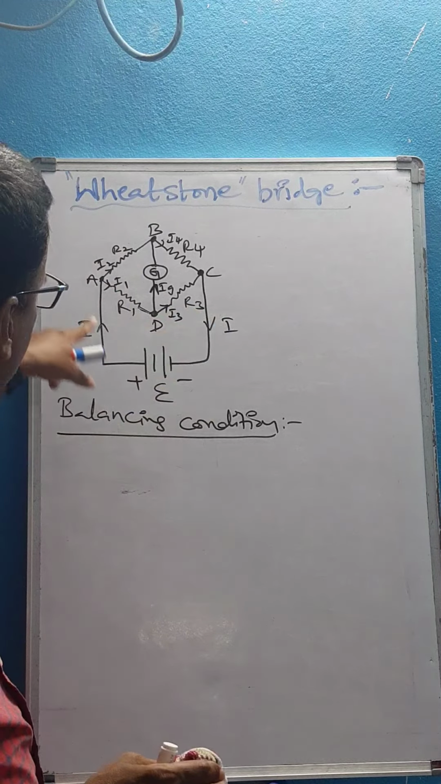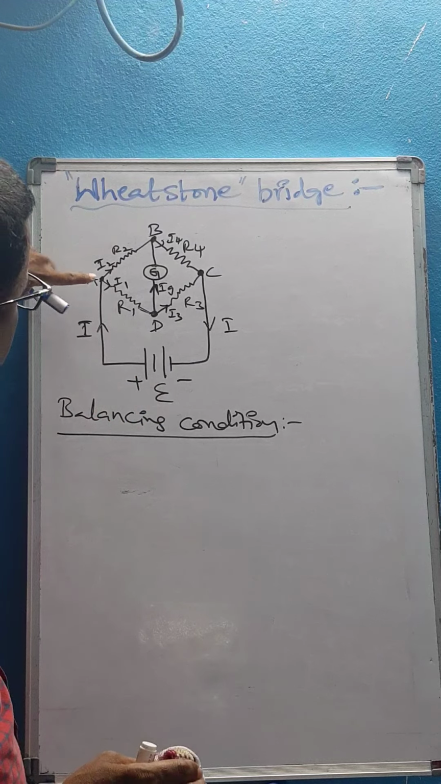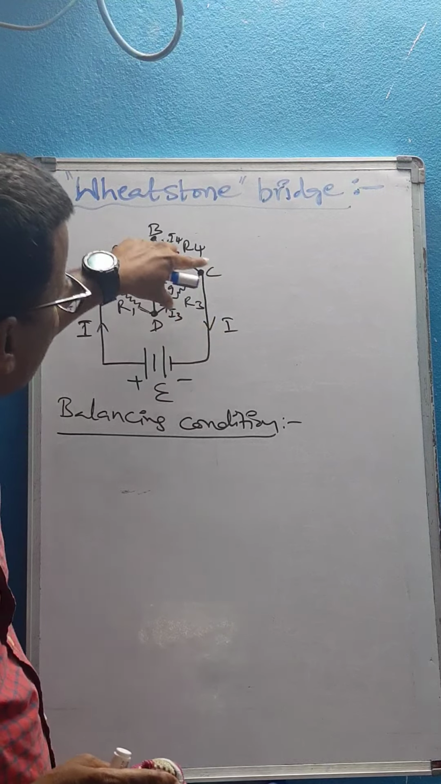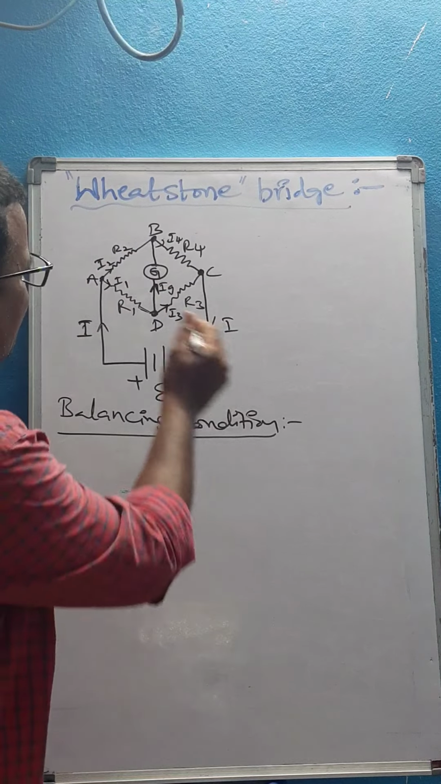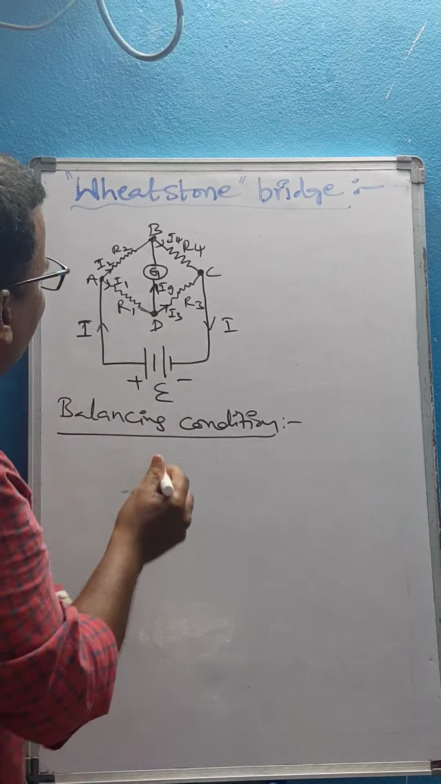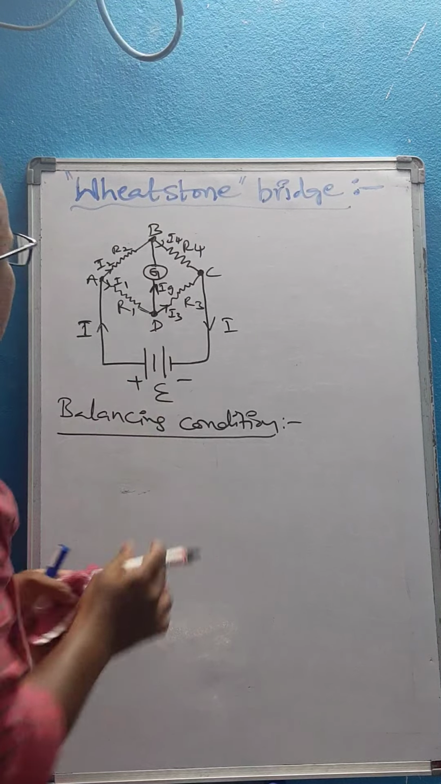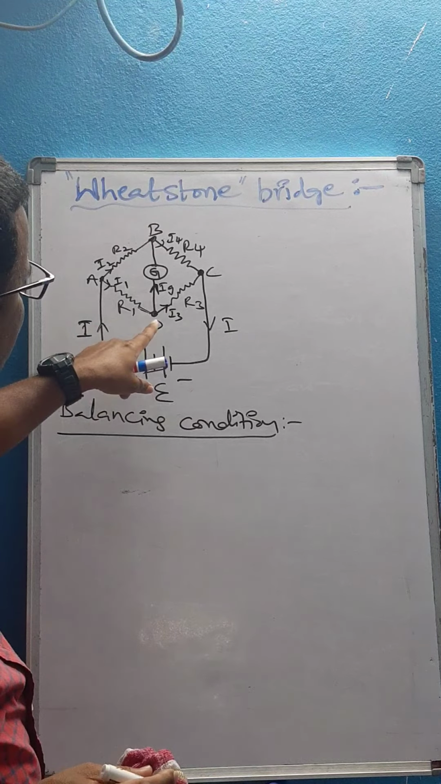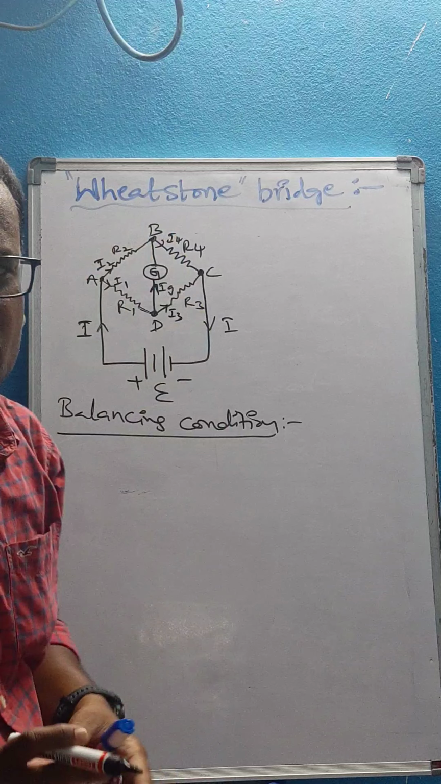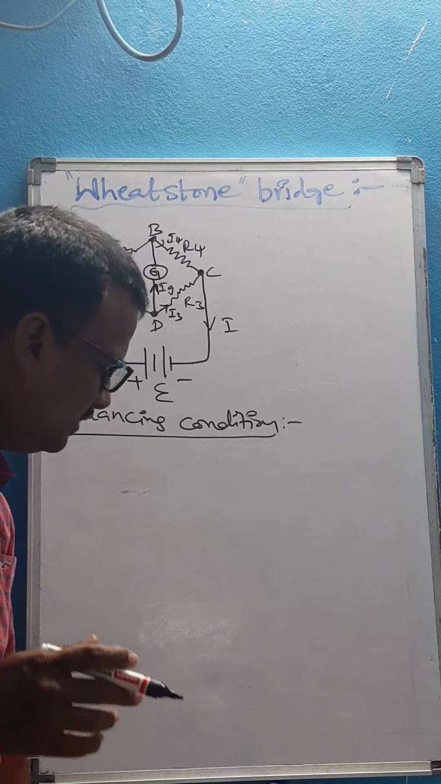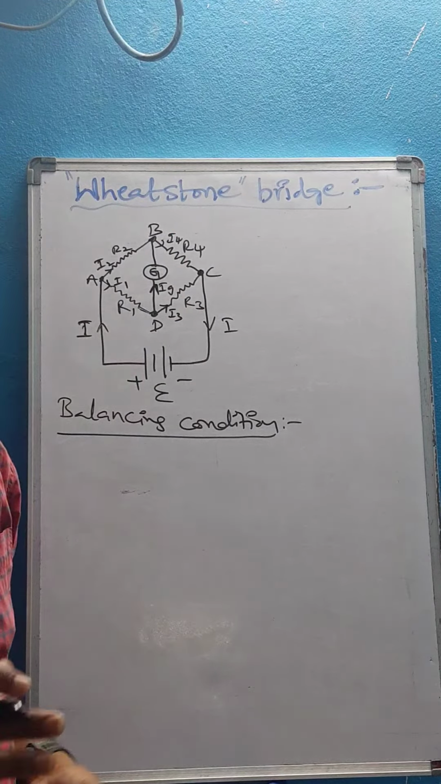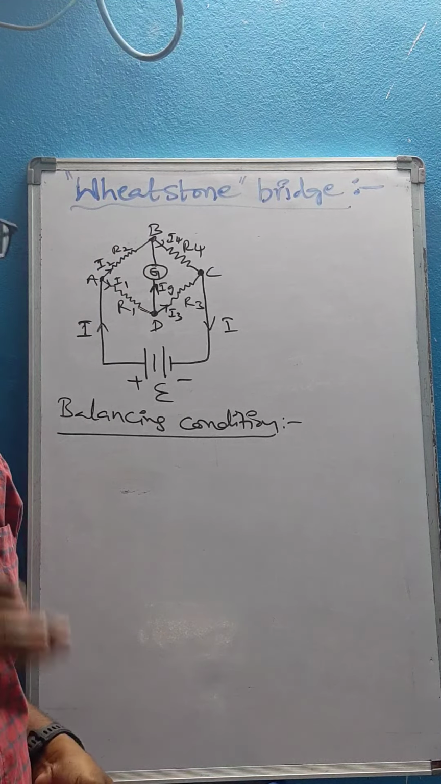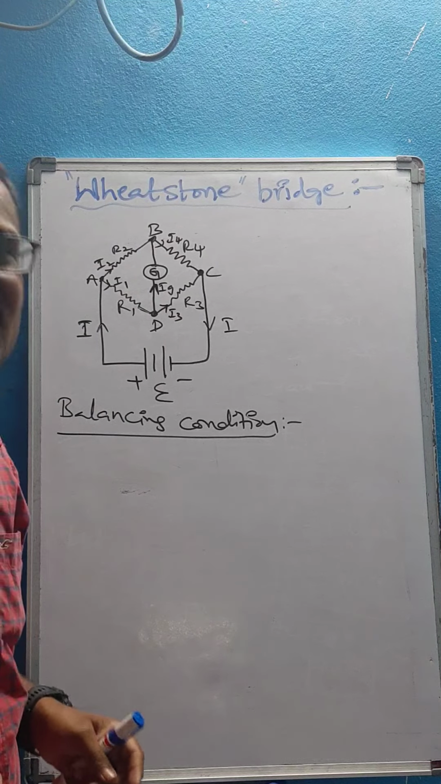This is the main circuit, so you don't bother about this one. At point A, only two ways are there. At point C also two ways are there. But at point B and point D, three ways are there. At point B, I2, Ig, I4, and at point D, I1, I3, Ig. So three ways are there. That's why only point B and point D are considered as junctions, but not A and C.